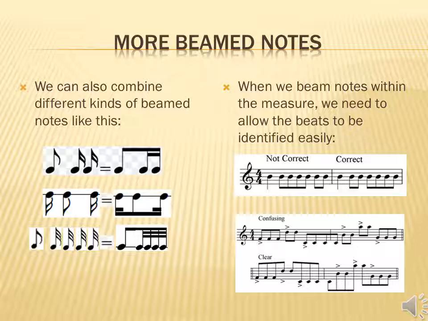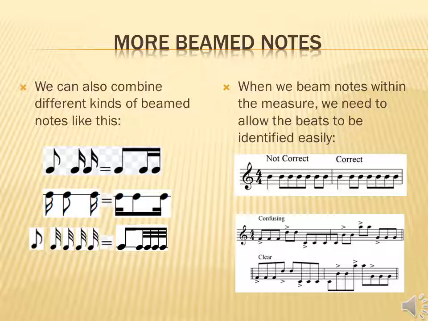When we beam notes within the measure, we need to allow the beats to be identified easily. The first example in 4/4, with a quarter note, 4/8 notes beamed together, and then 2/8 notes beamed together, does not show clearly beats 1, 2, 3, and 4. Therefore, the measure next to that is much more clear.